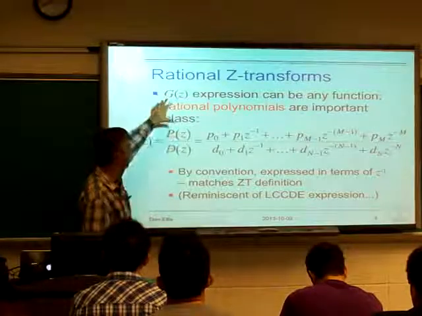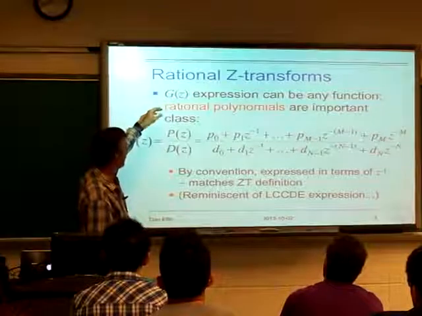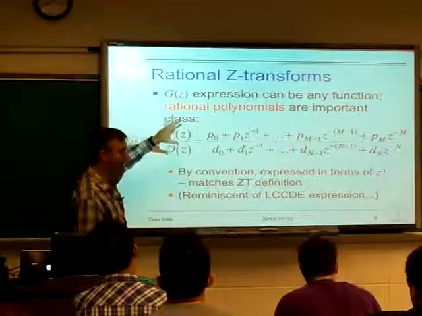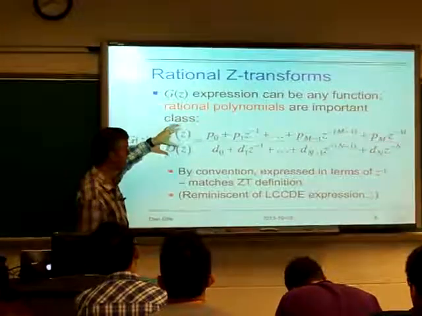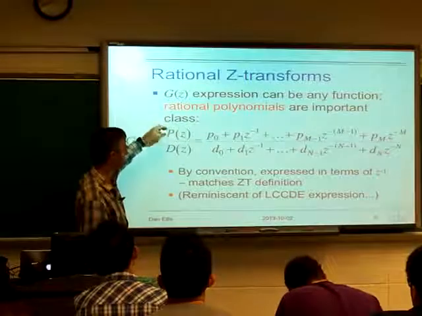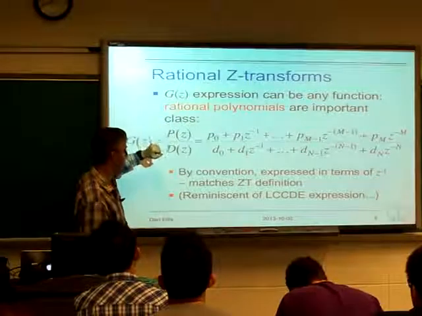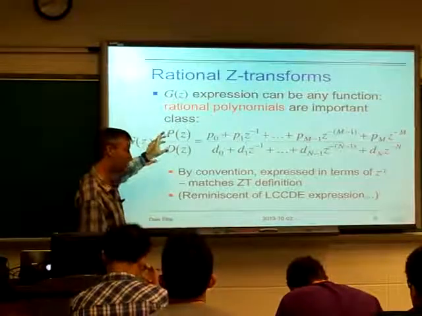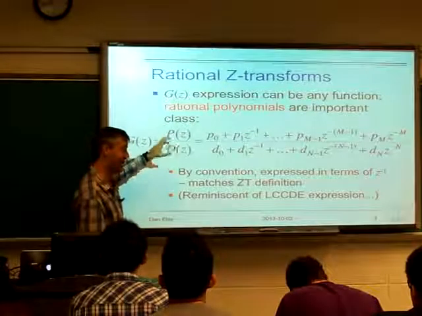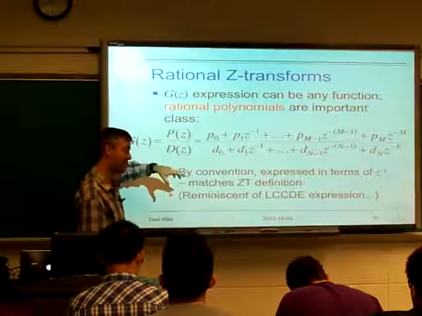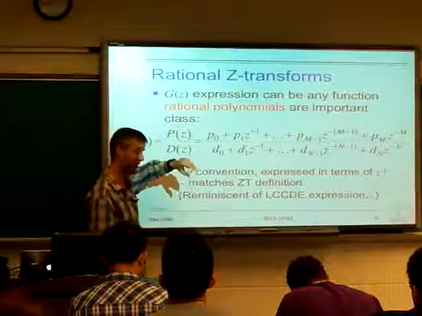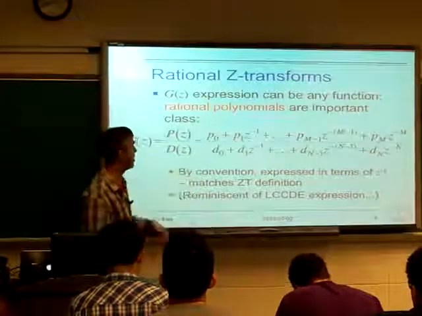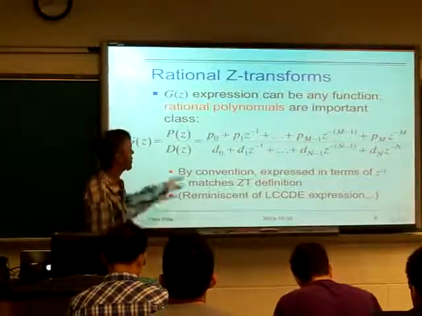So in general, G of Z could be anything, but the kinds of signals and systems we're going to deal with are going to be these ones that have rational polynomial Z transforms. You see there I'm calling it the Z transform, but it's actually the rational polynomial closed form expression for the Z transform within the region of convergence, which is a mouthful. So we say rational polynomial Z transforms, which means they're like this.